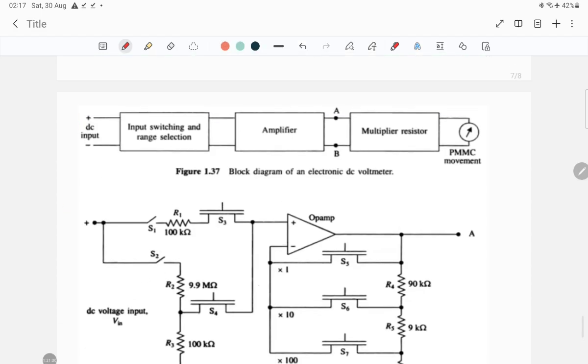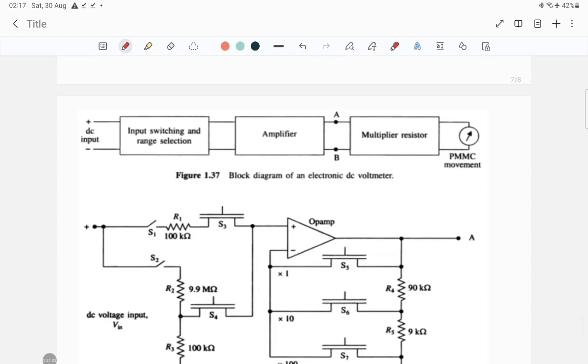If you look into the particular figure here, you can see that we are utilizing the PMMC movement. Then there is a multiplier resistor. Then there is amplifier, input switching, and range selection. So for a multi-range analog DC voltmeter, we use some sorts of mechanical switches to select the ranges. But right now, instead of utilizing mechanical switches, we will try to utilize electronic switches.